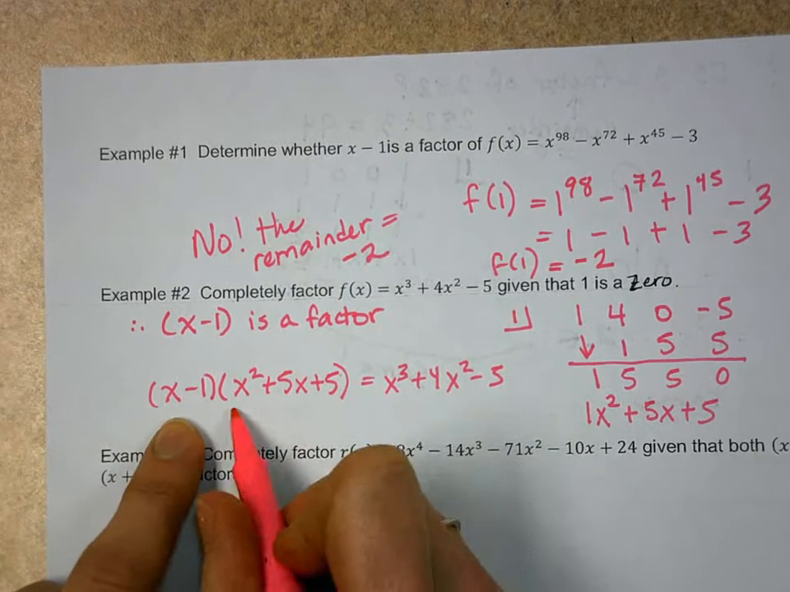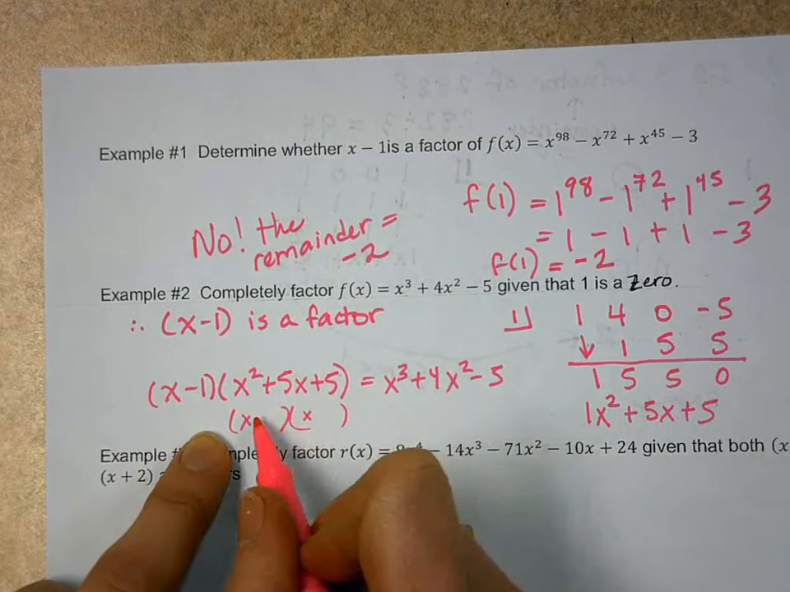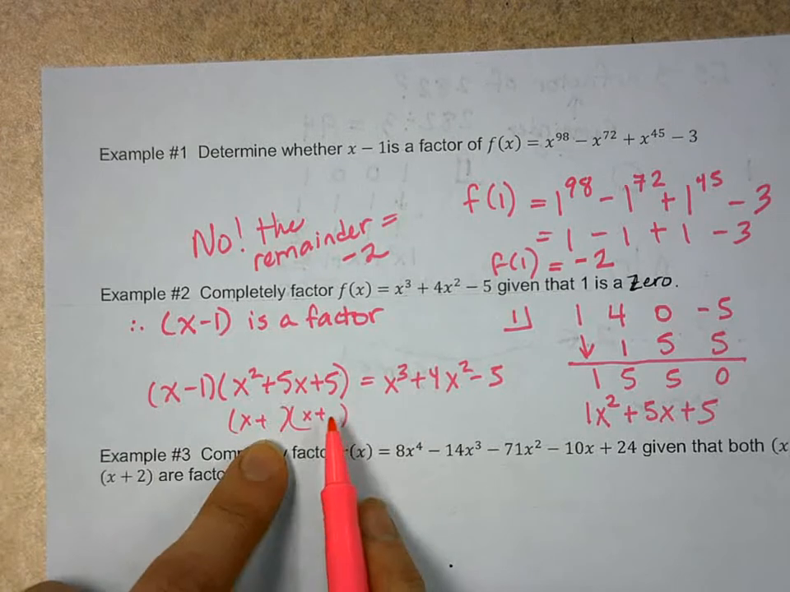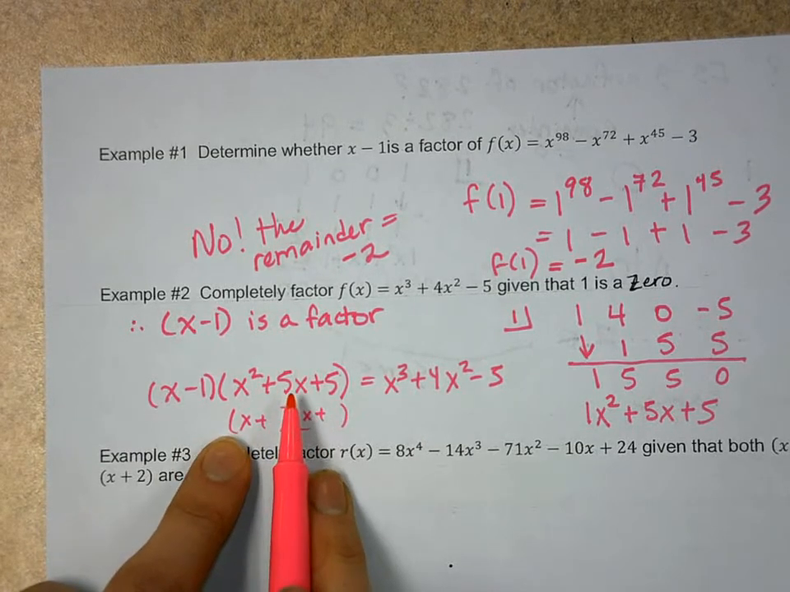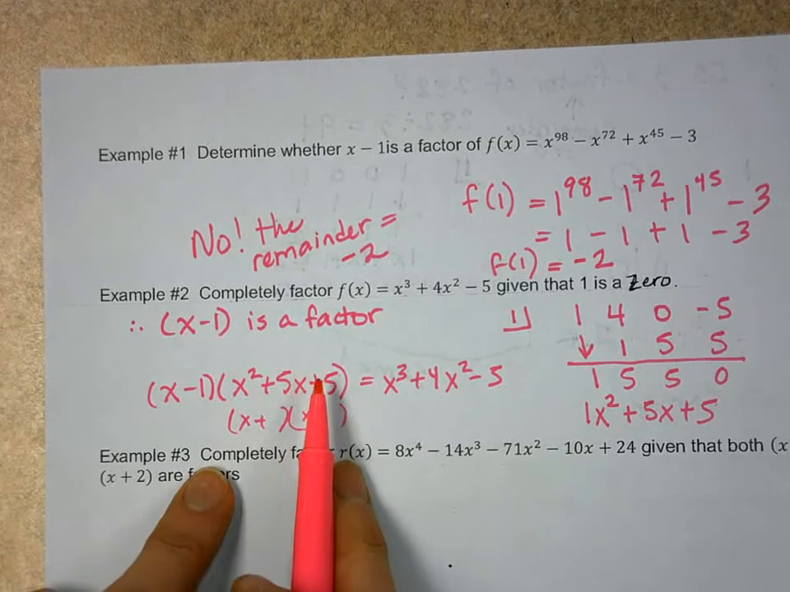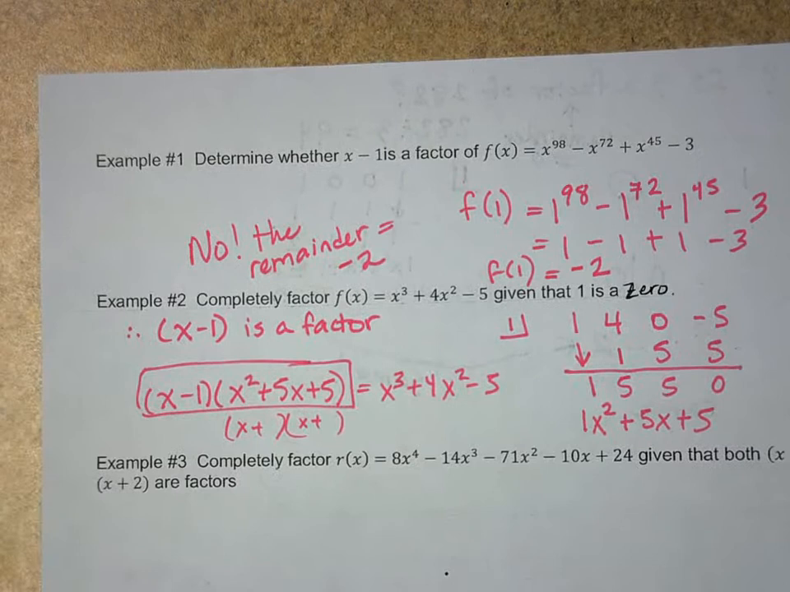You could try doing the trial and error, right? See if I have x and x, it has to be a plus sign and a plus sign. If I do 5 and 1, is there any way that this could factor and add up to be a 5x? No. So did we completely factor this? Yeah. So this would be my answer.